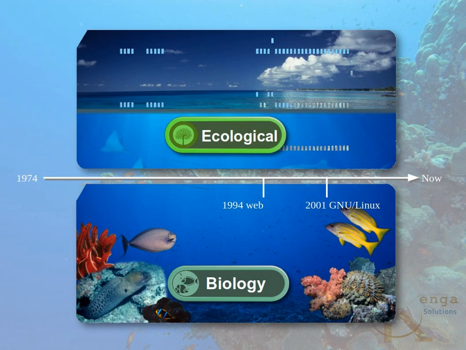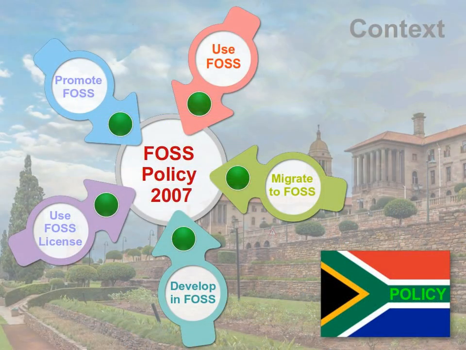Part of the context for this talk is looking at the South African government FOSS policy. In 2007, South Africa announced a policy that promoted the use of free and open source software in government. The basic components of the policy were 5 things. We should use FOSS, we should migrate to FOSS, we should develop in FOSS, we should use FOSS licenses, and we should promote free and open source software, together with free and open content as well. So that was the policy promulgated in 2007.